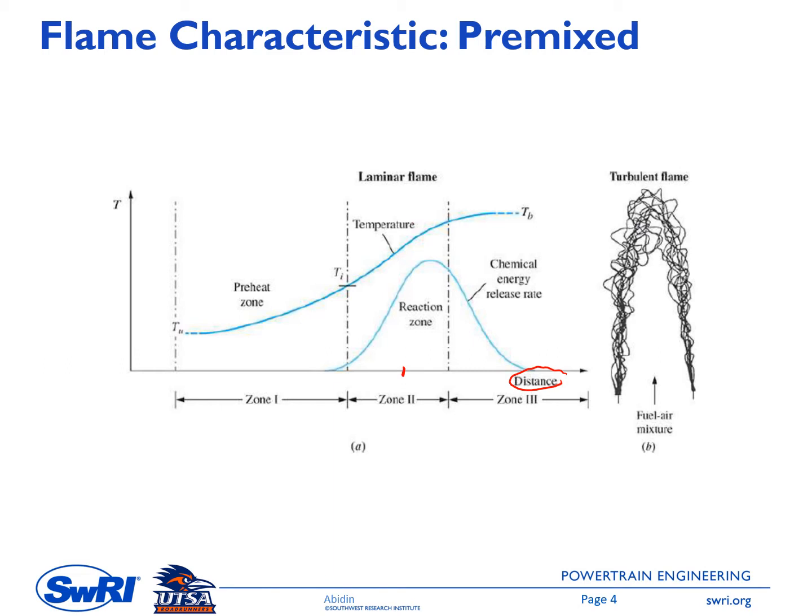Zone number 1 is called the preheat zone. Zone number 2 can be called the reaction zone. And zone number 3 is actually the burn zone. In this case, we assume that the flame is stationary, which means that the observer is moving with the flame. And on the left side, we have the unburned zone.